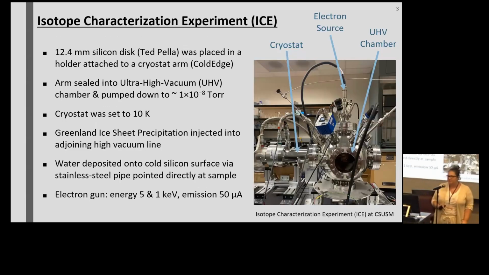So we run these experiments at the Isotope Characterization Experiment, or ICE Lab, at CSUSM. We use silicon discs as our substrates, which are attached to a cryostat arm that is set to about 10 Kelvin, and then it's locked in an ultra-high vacuum. We use standardized water ejected into an adjoining high vacuum line that is pointed directly at the sample, and then is deposited onto the surface of the sample. And we electron irradiate these experiments at 5 or 1 keV.